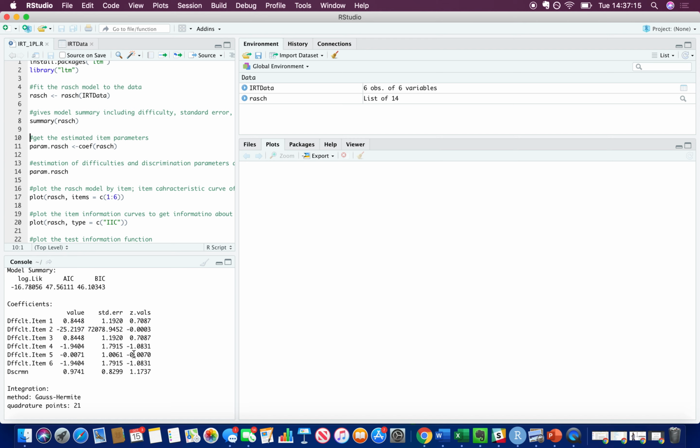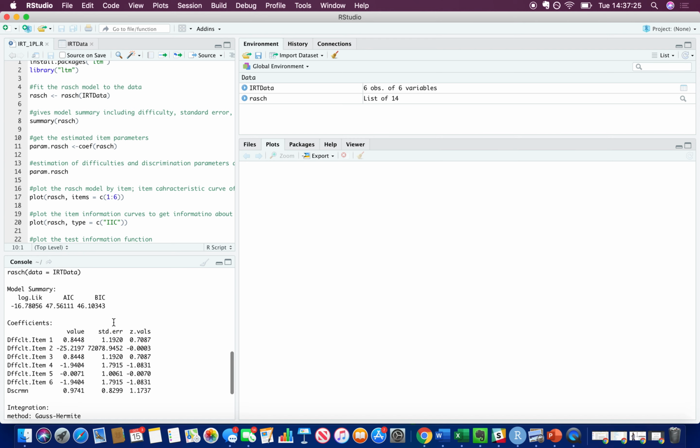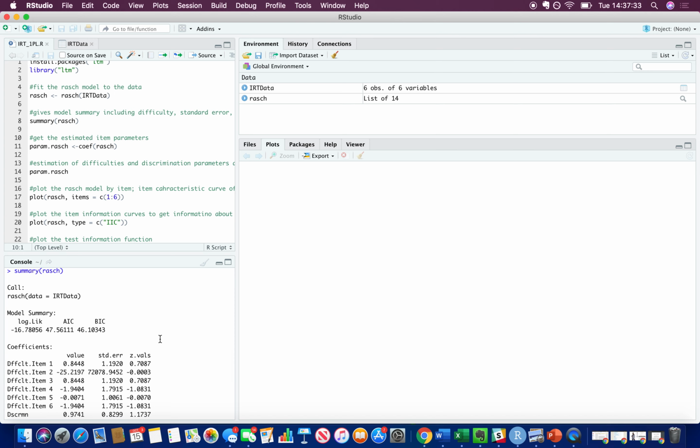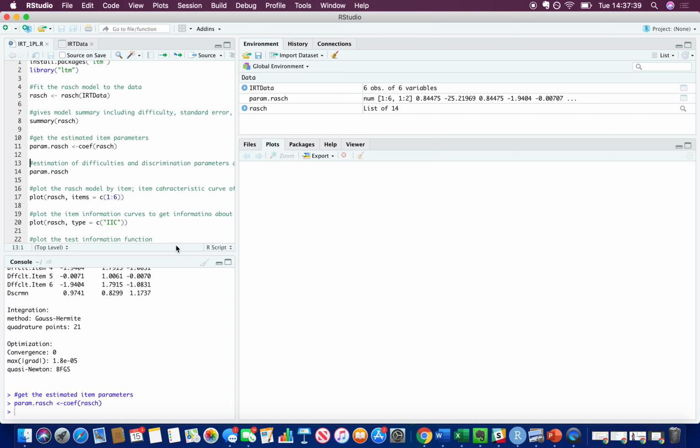So we can look at our values over here. None of them are too high. We have one that's not a good fit. We'll figure this out later, but you can look at just the difficulty across the items and the discrimination between the items. And you can get estimated item parameters, very similar.